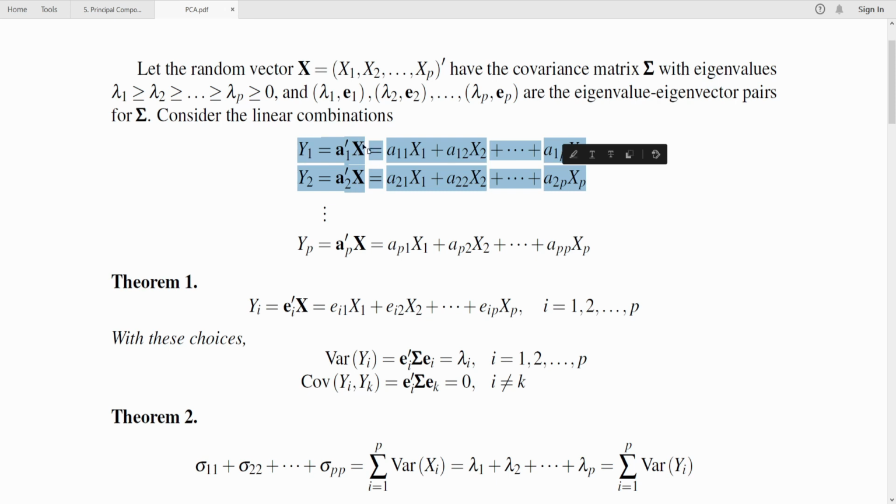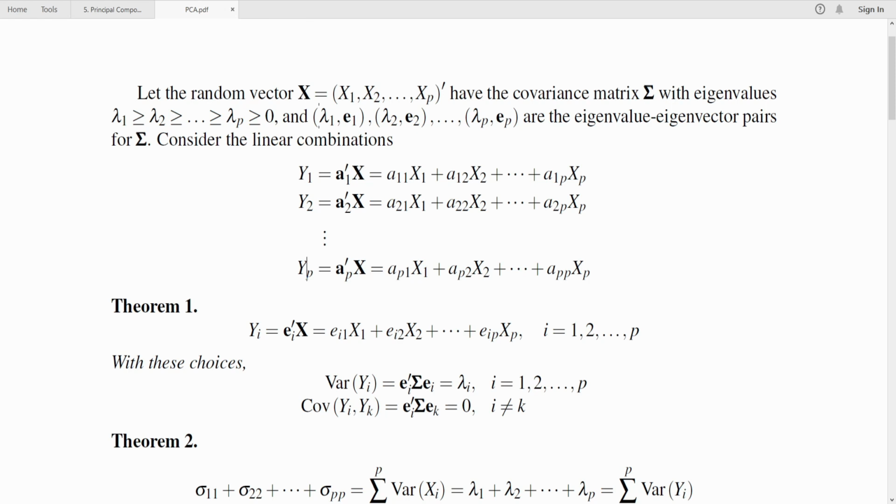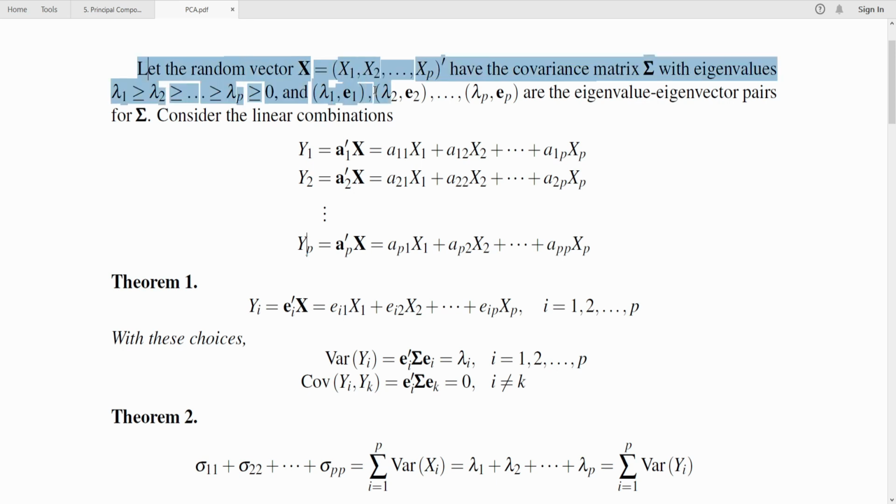We will see later. So let's see what choices of our vectors actually maximize this variance, and the covariance between those is 0. First, recall what we just said here, that we have our covariance matrix and these eigenvector eigenvalue pairs. So consider this for all theorems. Okay, so this is our assumption.